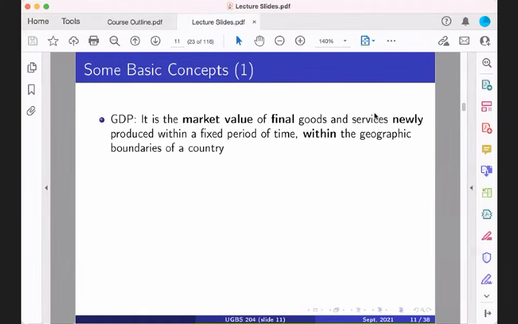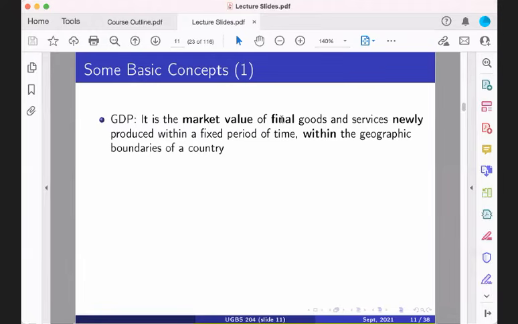All right. So that's why the emphasis is on what? Market value of final goods and services. And you get to understand why we are saying final, simply because in the production of some goods, there's something called an intermediate input. So you will come there when we distinguish between the two approaches.